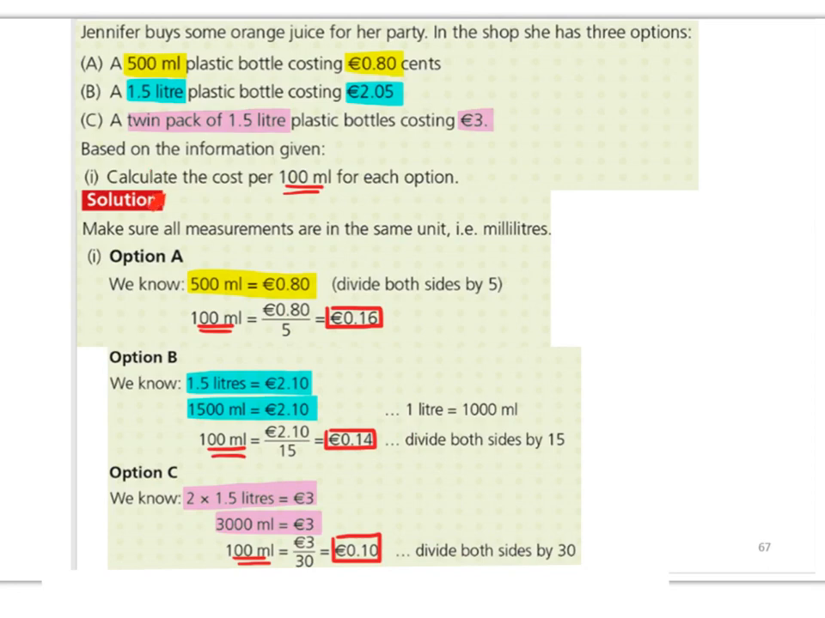So we were asked to calculate the cost per 100ml for each option. Option A, 100ml, is 16 cents. Option B, 100ml, is 14 cents. And option C, 100ml, is 10 cents.